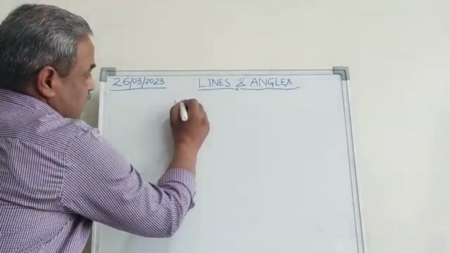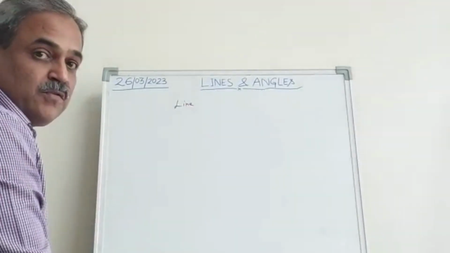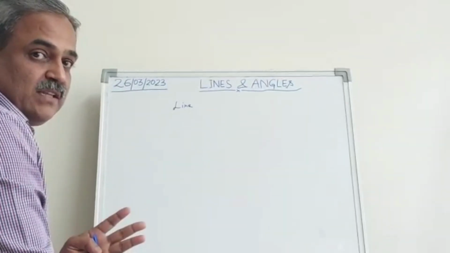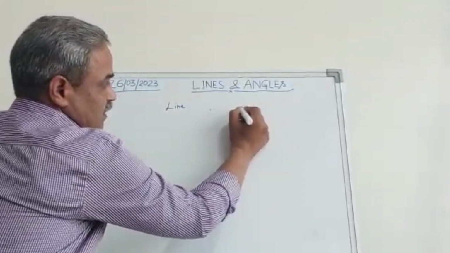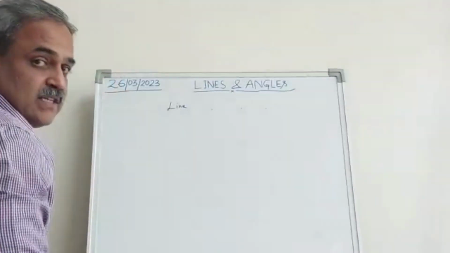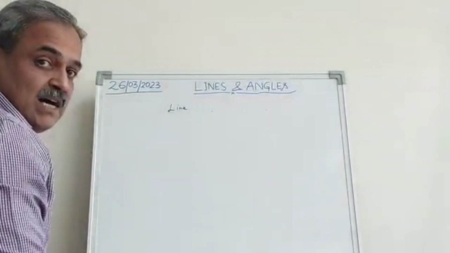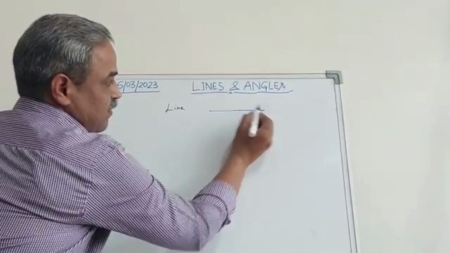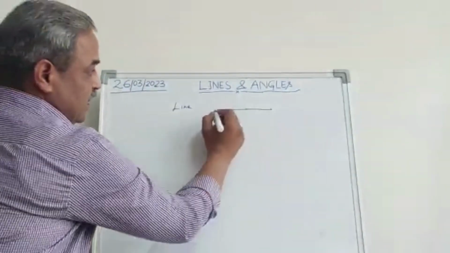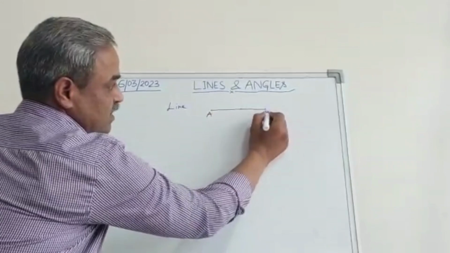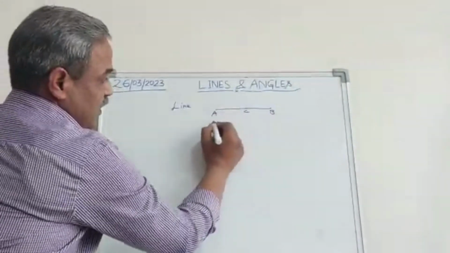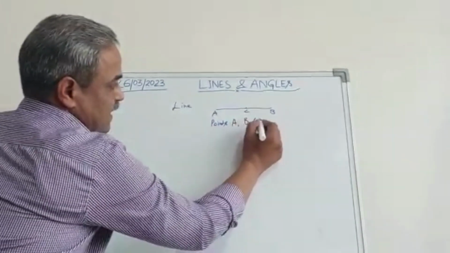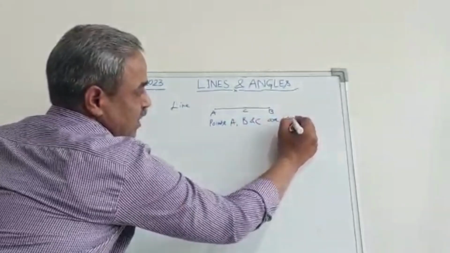A line is formed when any 2 points or 3 collinear points are joined together. Suppose we have these 3 points, and if these 3 points are collinear, meaning they are in the same line, then we form a line. Suppose this is point A, this is point B, and this is point C. Then points A, B, and C are collinear points.